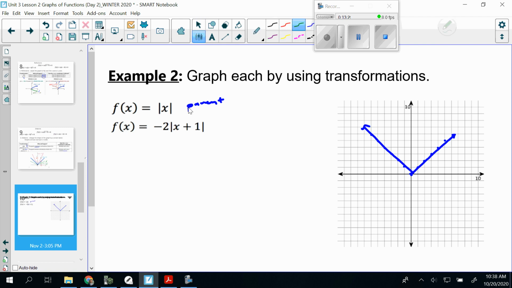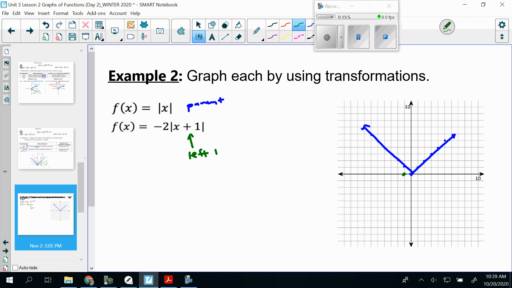Now let's see if we can do this transformation. So we've got to figure out what the things here are doing. Let's start with that. What's that going to do? That's inside the function, so that's going to shift it left or right. And it's always opposite inside, so this one's going to move left 1. So it's going to move our graph from being at 0, 0 to now right here.